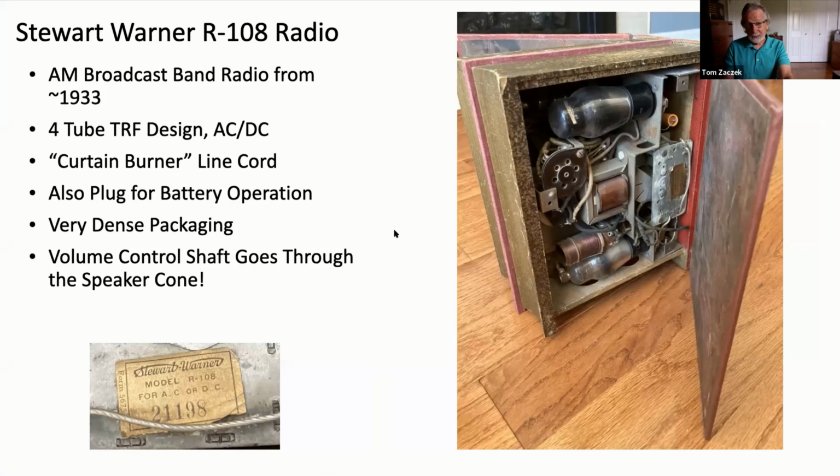it was built around 1933. It's broadcast band only. It's a 4-tube tuned radio frequency design, AC or DC. And as I mentioned, it's a curtain burner. I found this thing, it didn't have the cord with it, and I haven't restored it yet. But it also has a plug for battery operation, which is this thing right here.